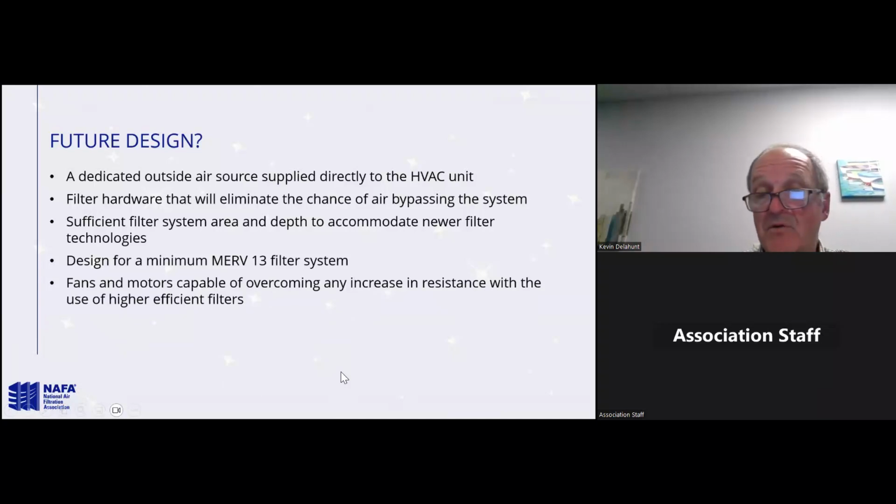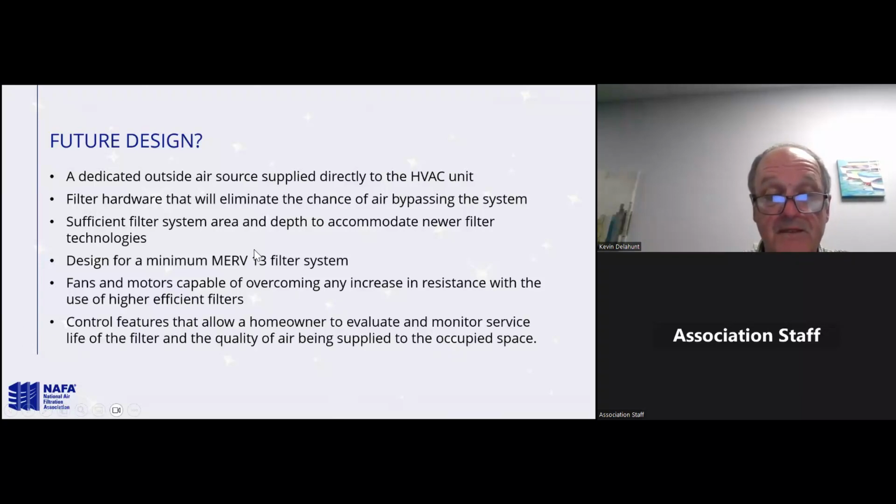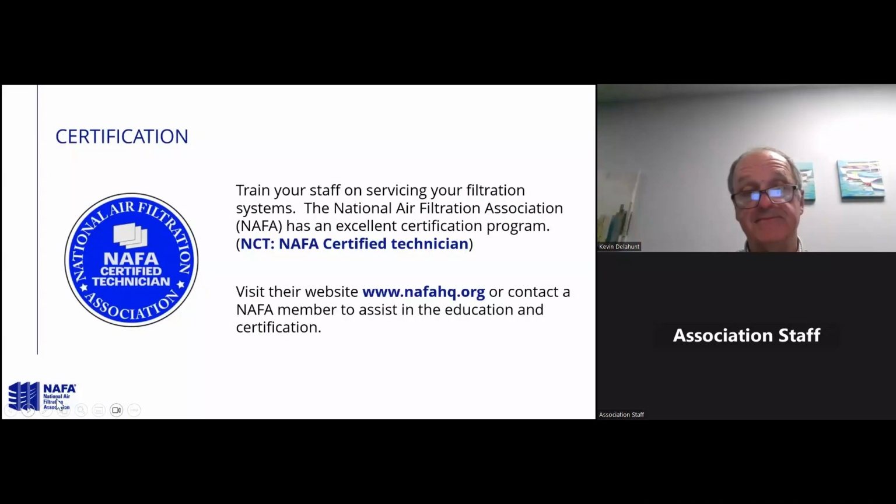And fans and motors capable of overcoming the increase in resistance with the use of higher efficiency filters. And we should be documenting that and sensing. So we should have control features that allow a homeowner to evaluate and monitor the service life of a filter and the quality of the air being supplied to the occupied space. They should be able to see when the filter is starting to be loaded or reaching its final pressure drop and needs to be changed. And also some air quality sensor or device that will allow them to make an educated decision on when to change it.